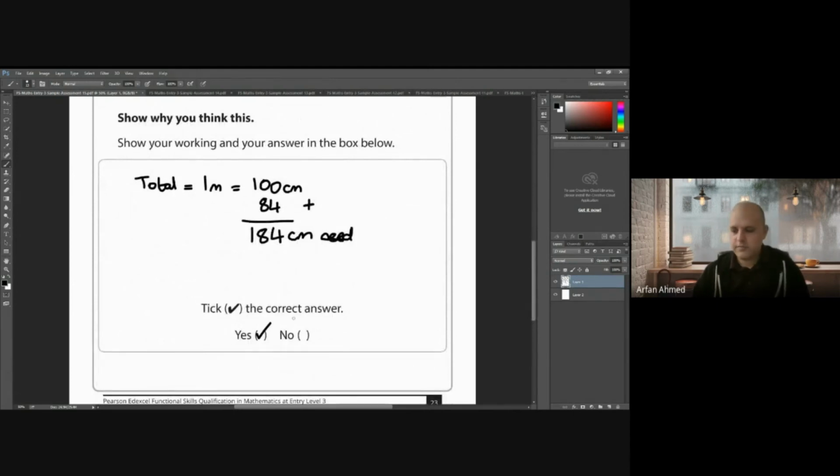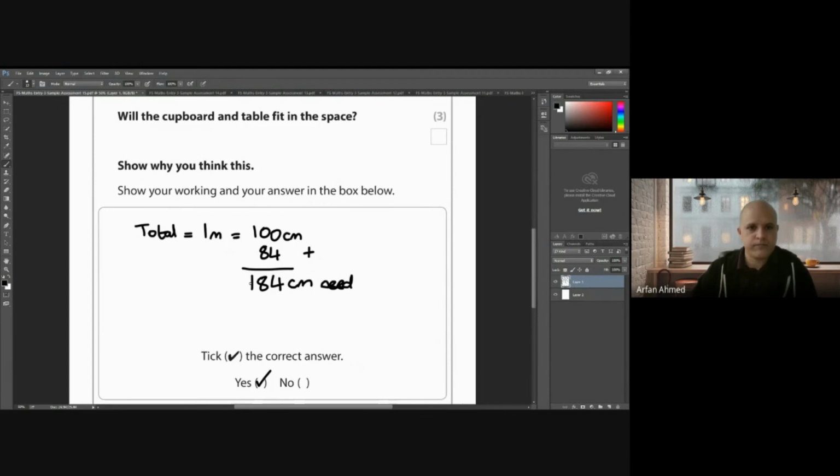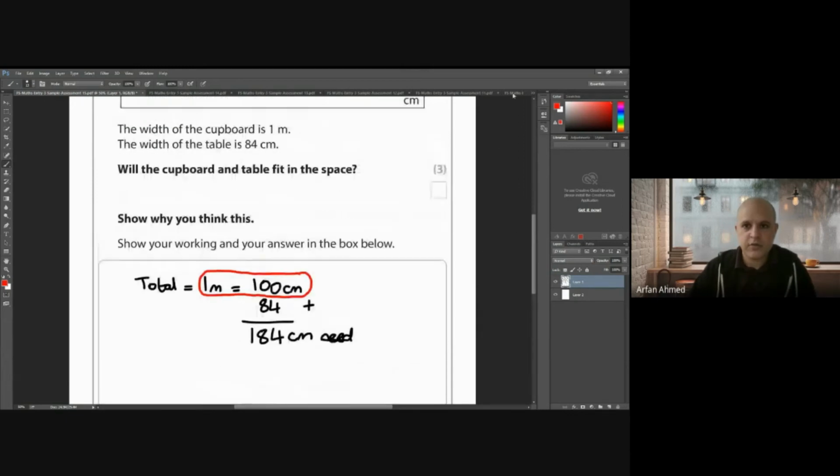Just tick the yes. Yep, 3 marks for that. Obviously, you need to know that 1 meter equals 100 centimeters. Otherwise, you can't answer this question. So that bit there is essential. This bit here, you need to know that. Again, they're not going to tell you in the exam. It's one of those measurements you definitely need to know.